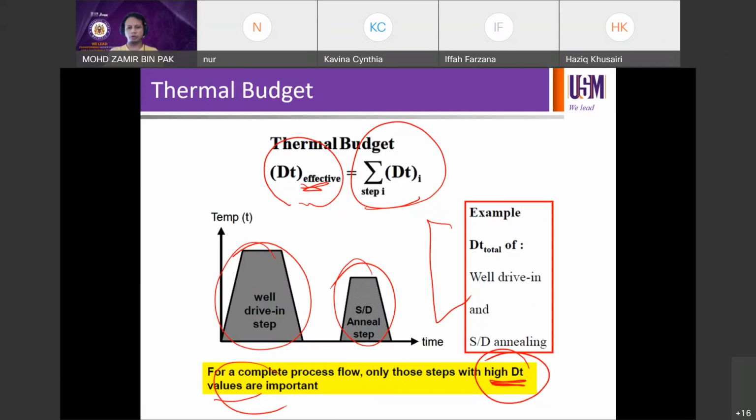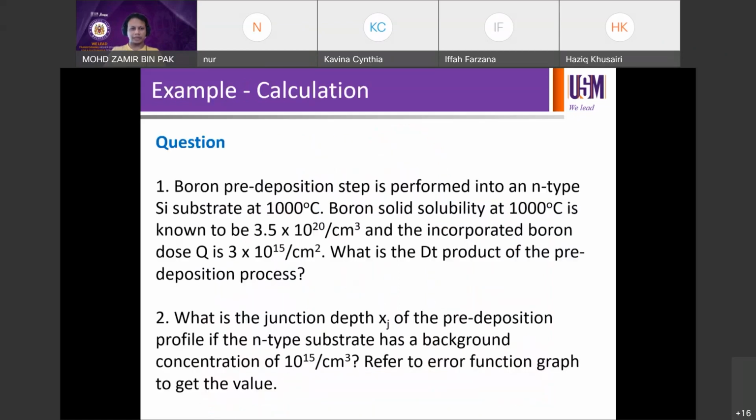Which week is it now? Week 10, right? Okay, is it week 10 or week 8? Week 9 or week 10 now? Week 10, right? I forgot. Okay, week 10, right? Already, so fast.